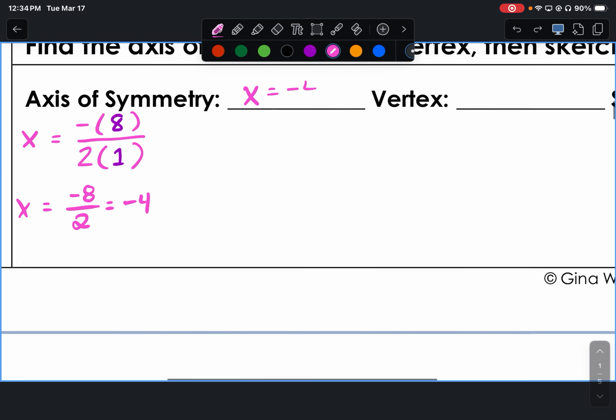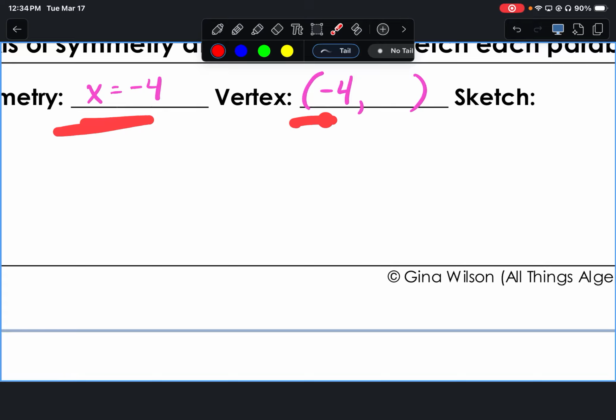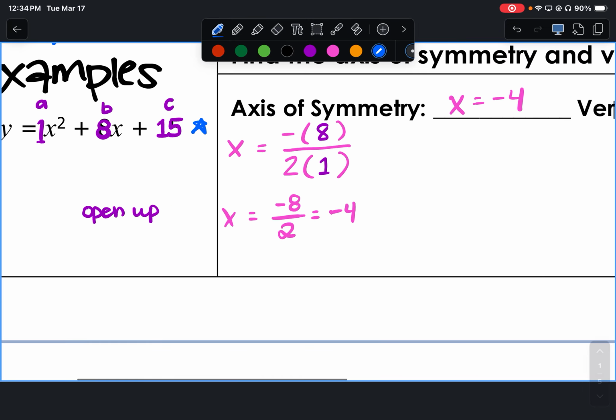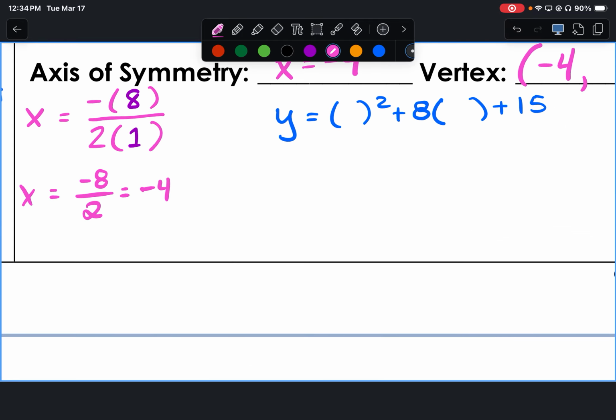Now, for our vertex, once you find your axis of symmetry, you're going to write out the x coordinate of your vertex. Because if you have your x coordinate, you have the first coordinate of your vertex. All you have to do from here is plug into your original equation and find y. So we're going to plug into y is equal to x squared plus 8x plus 15. What do I need to plug in? -4.